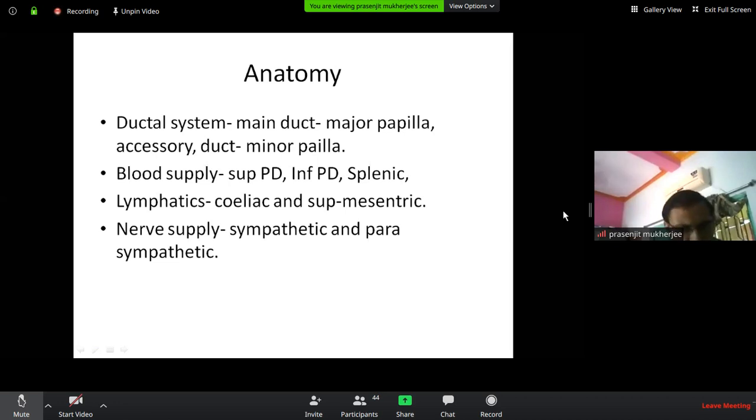Now come to blood supply. The body and tail mostly get their blood supply from the splenic artery, which is a branch of, anybody, the celiac artery. To know.